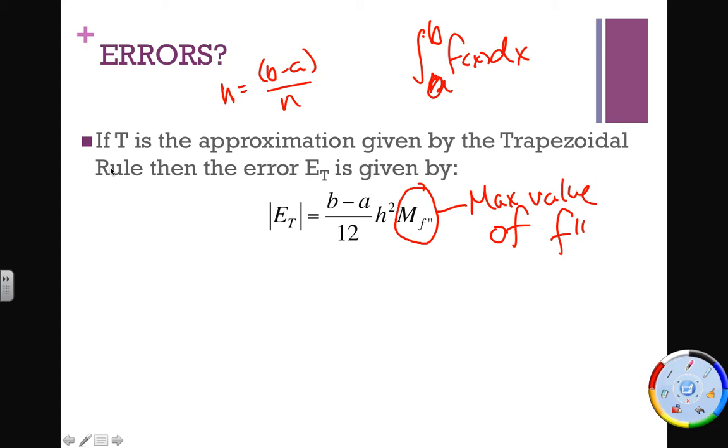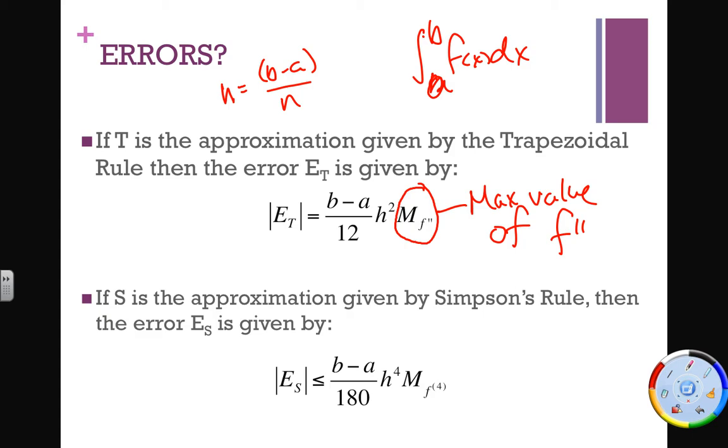All right, and then if you were to use Simpson's rule, this is a slightly different error formula. This is error sub s, E sub s, and it's still b minus a, but in this case it's over 180, times h to the fourth power, times the max value of f to the fourth. No, it's not f to the fourth. That is actually the fourth derivative. And if you've been paying attention, you can take the derivative infinitely many times. You can find the fourth derivative, and you can find the maximum of that.